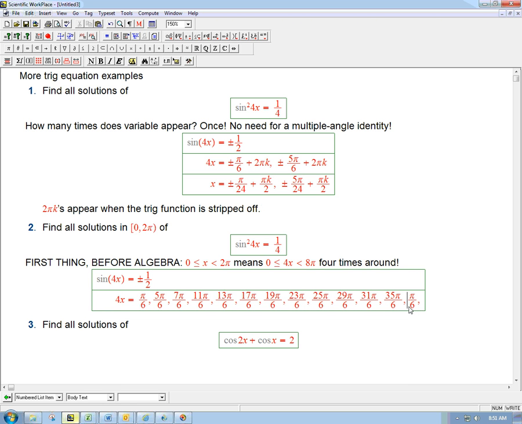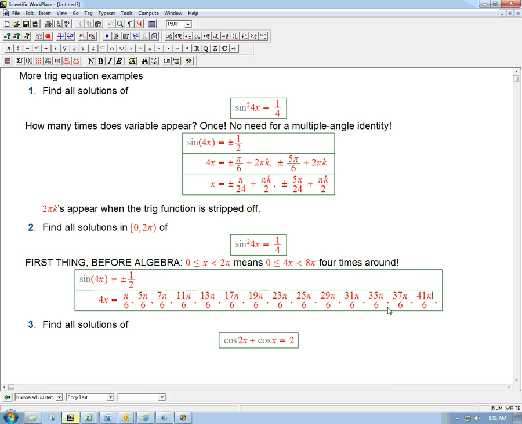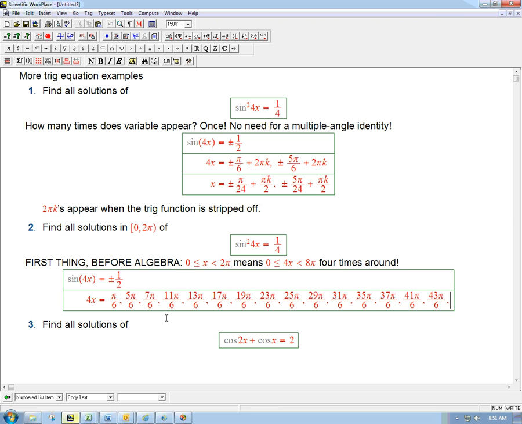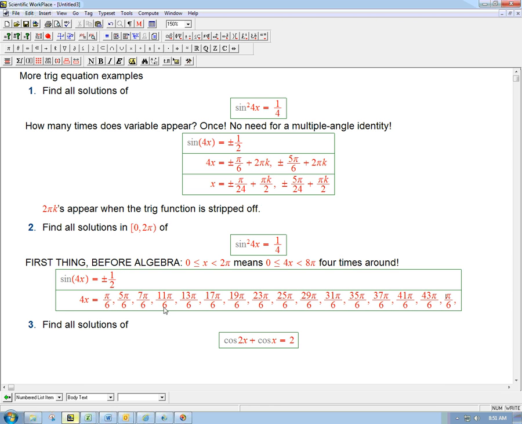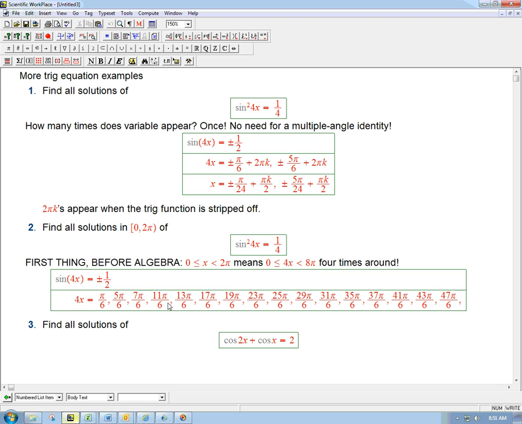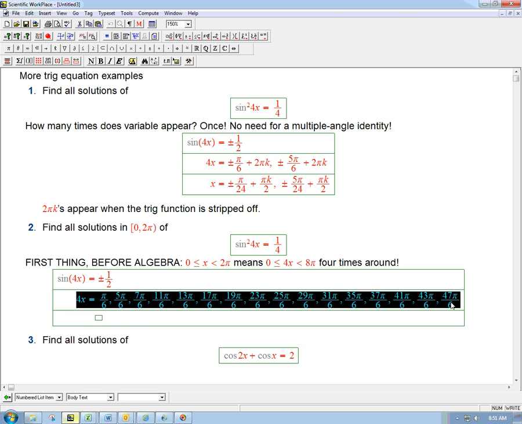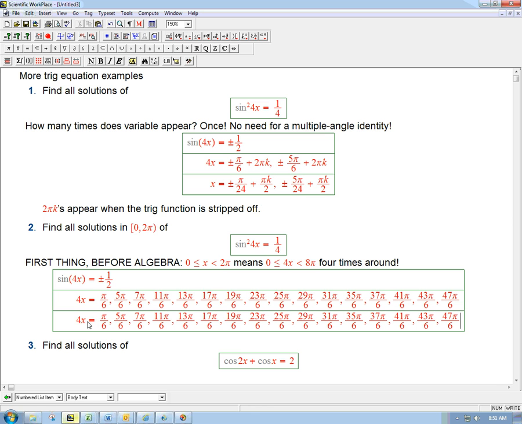And just one more trip around. 37. We're adding 36 pi over 6 to the base cases right here. 41 pi over 6. Is it going to fit? I don't know. 43. And finally, 47. And that should be just short of 8 pi, because 48 pi over 6 would be 8 pi. Whew! No comma necessary. Wow! That's ridiculous. But that's what happens if you've got a multiple angle situation. You get a lot of possibilities.